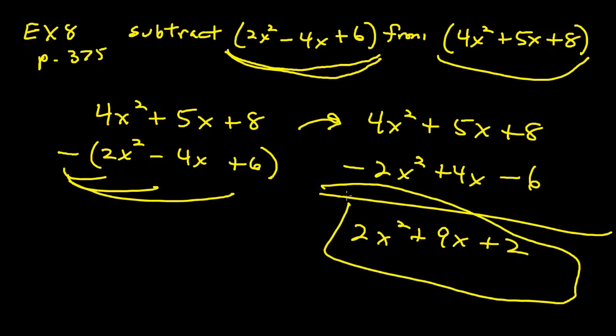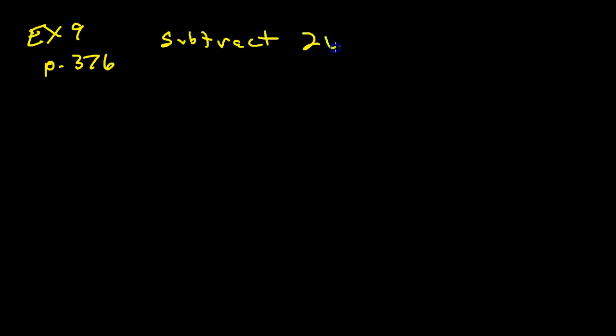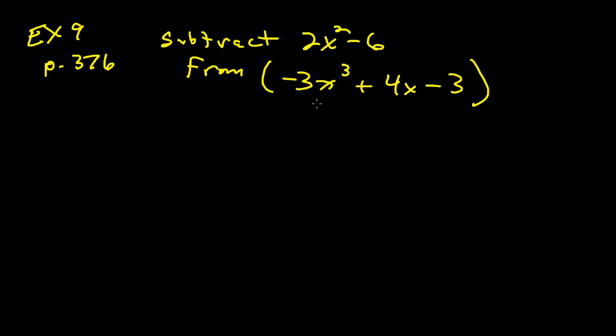Last example today, example 9. This is on page 376 in our text. Subtract 2x squared minus 6 from minus 3x cubed plus 4x minus 3. And they want us to do it with columns. Well, I'm not going to bother with the columns here. I'll just start with this expression and end up subtracting this expression.